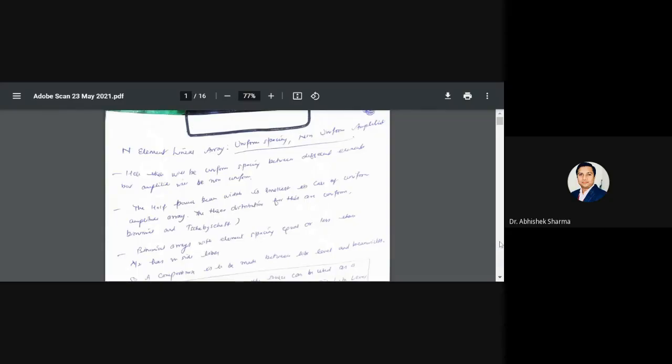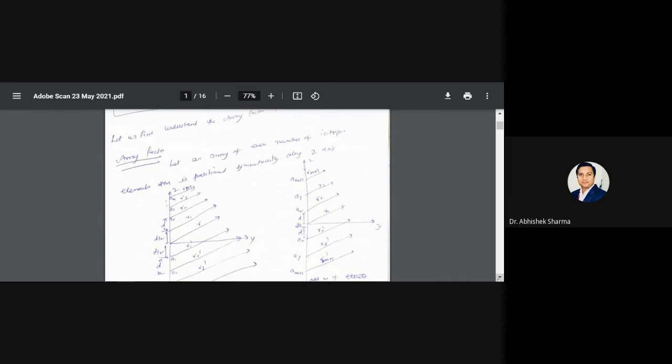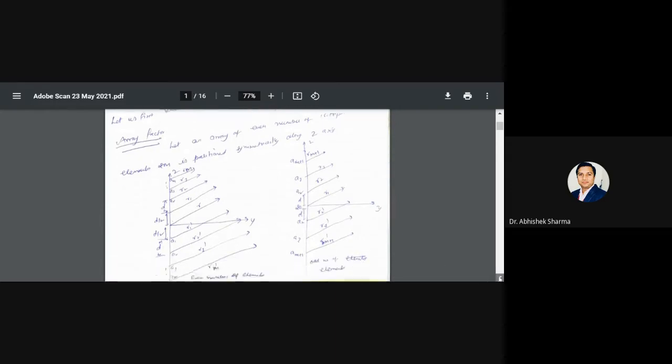So in this session, we are going to discuss an N-element linear array with uniform spacing and non-uniform amplitude. It means that there are N number of elements or antennas in an array, and the spacing between each element is the same, but the amplitude is different. There is a non-uniform amplitude. So to solve this, we need to consider two cases.